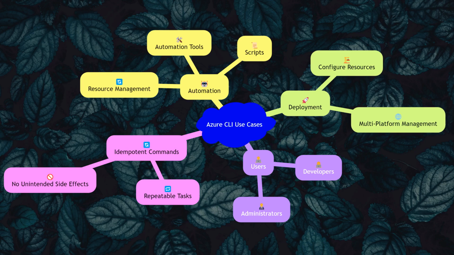Azure CLI is well suited for a variety of use cases, including automating resource management tasks, deploying and configuring resources, and managing resources across multiple platforms. It is particularly useful for developers and administrators who need to perform tasks quickly and efficiently. Azure CLI can be used in scripts and automation tools, making it a versatile tool for managing Azure resources. Additionally, its idempotent commands ensure that tasks can be repeated without causing unintended side effects.